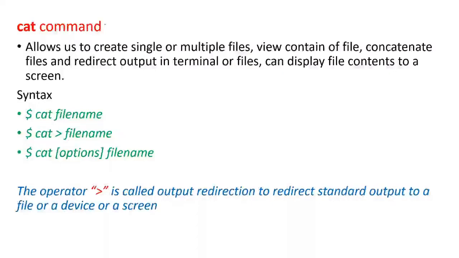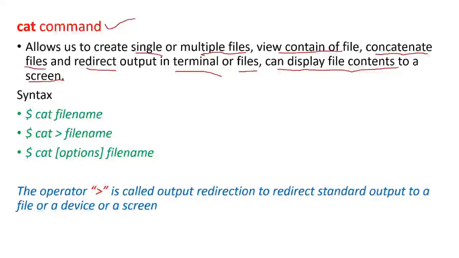Next command we'll see is the cat command, and this is a very important command of the Unix Linux environment. So using the cat command we can do many tasks. It will allow you to create single or multiple files. It will allow you to view the contents of a file. It will allow you to concatenate two files, that is, to join two files' contents. It will allow you to redirect output in terminals or files, and it also allows you to display all files' contents to a screen. So how to use this cat command?